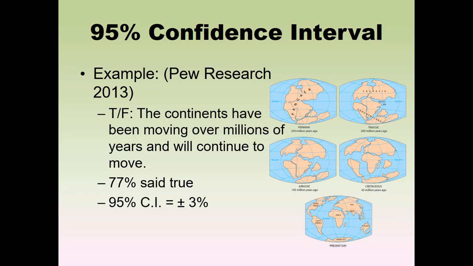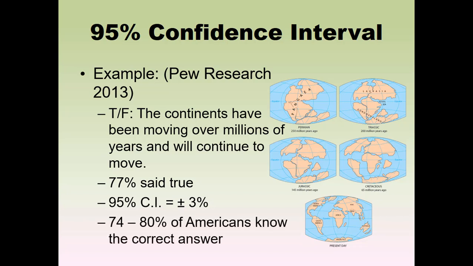So what this is telling us is at the low end, we can be 95% certain that the low end would be at 74%. And at the high end, okay, we got that 74 by taking 77 minus 3%. Then we take 77 plus 3%. So we would be 95% certain that the true percentage of Americans that knew the correct answer to this question was somewhere between 74 and 80%. And again, these are very commonly used statistics that are presented to the public.